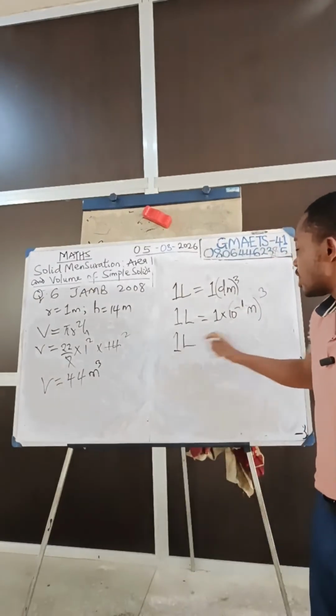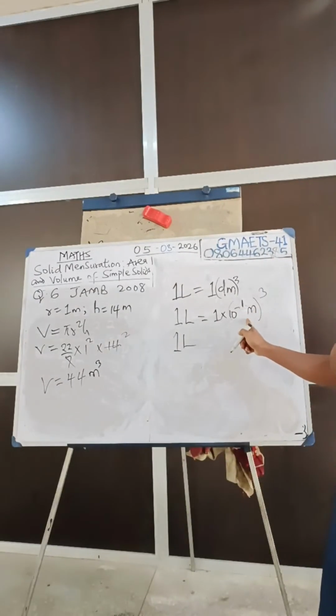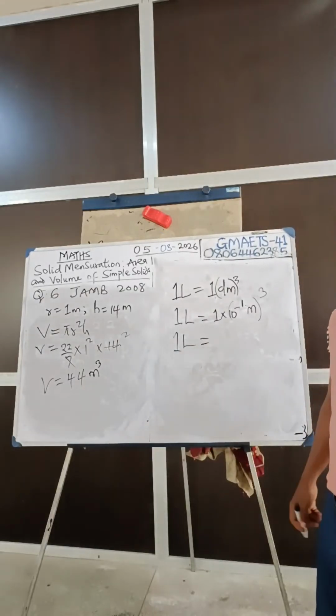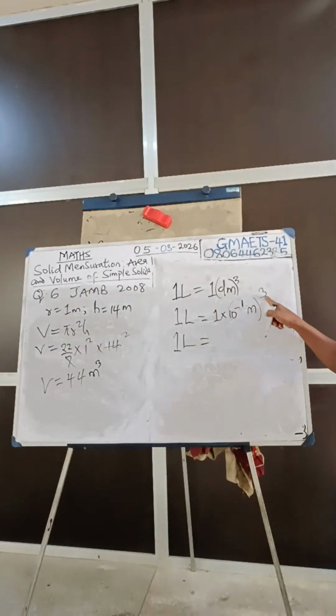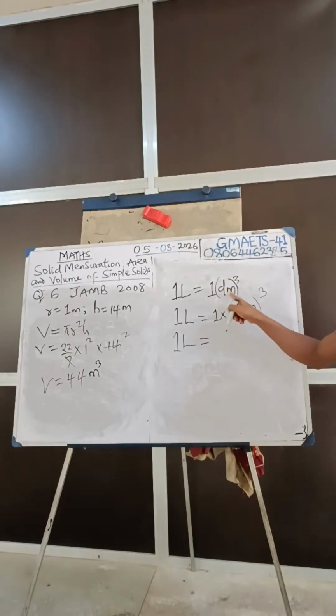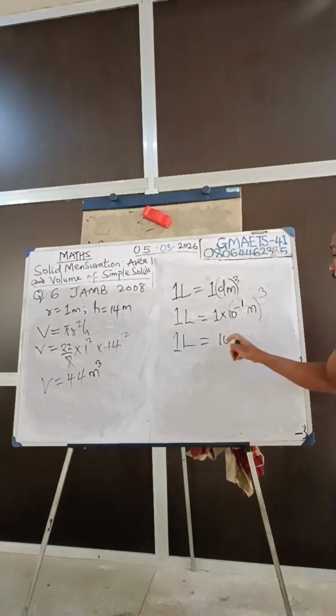1 liter, I want to get the equivalent in meter cube now. Are you getting me? I told you that power distributes over multiplication. I've said that time and again. This dm you are seeing means deci times meter. So this will be 10 raised to the power minus 1 times meter, and this power 3 will be distributed, giving you 10 raised to the power minus 3 and then meter cube.